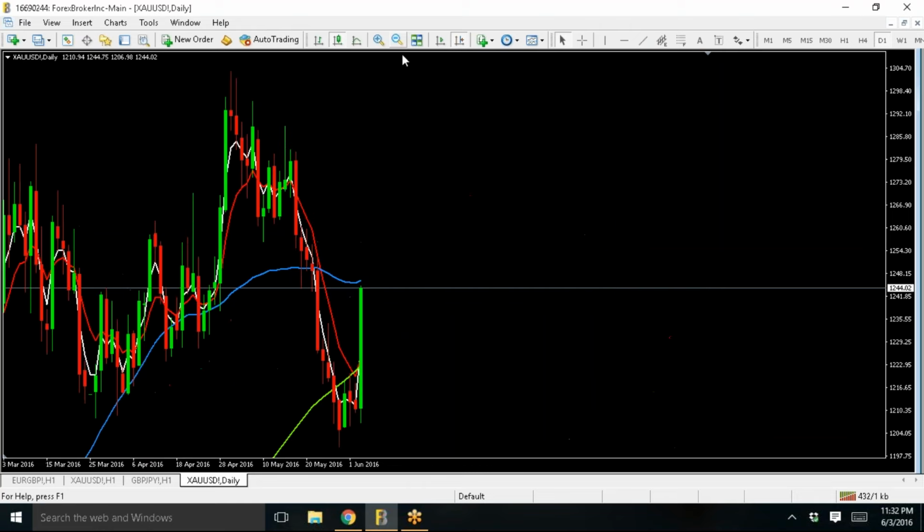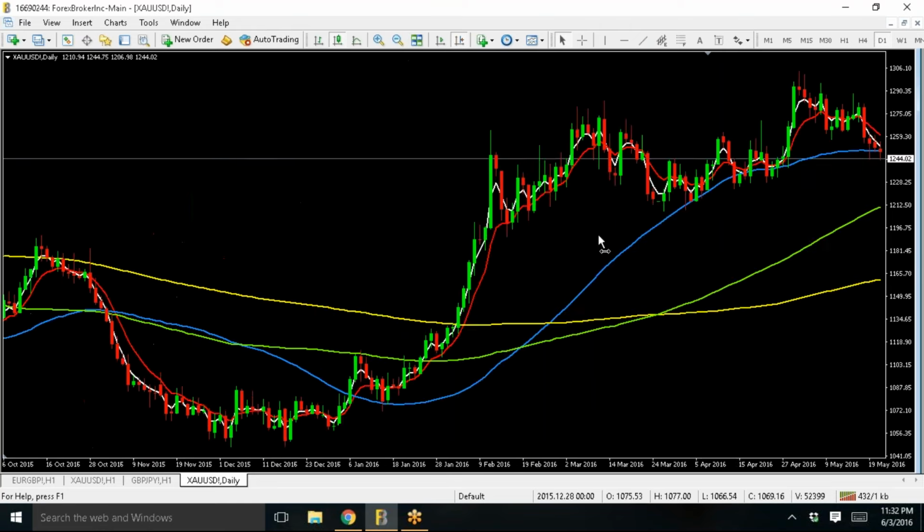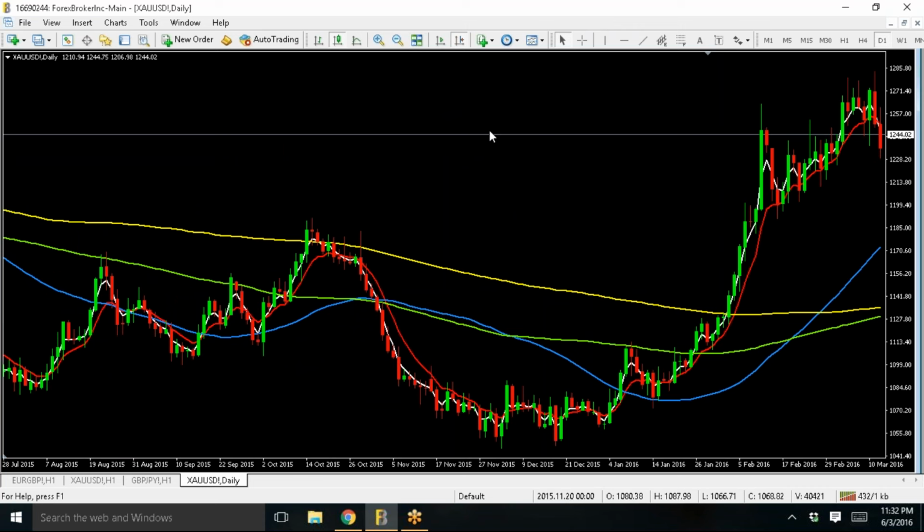It will always happen. And to show you guys, the swing. Oh, there you go. There's your 50 crossing your 100.